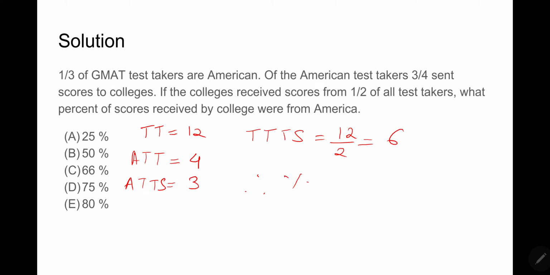Therefore the percent of American test takers is going to be 3 by 6 or half, that is 50%. As you can see, it's much easier to get to the numbers, especially if you are asked for something like a percent, if you take a lowest common multiple.